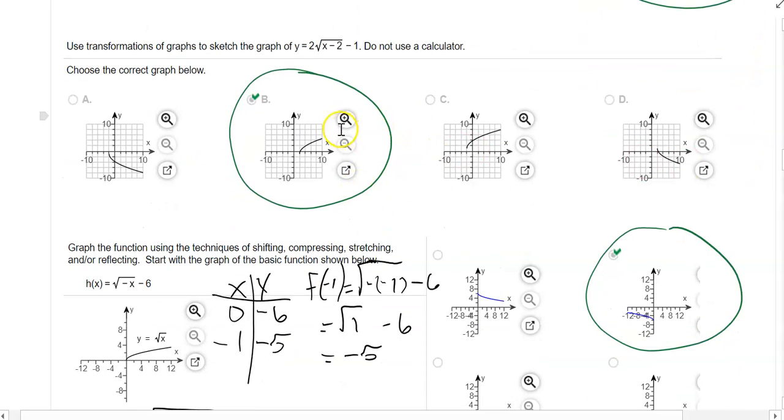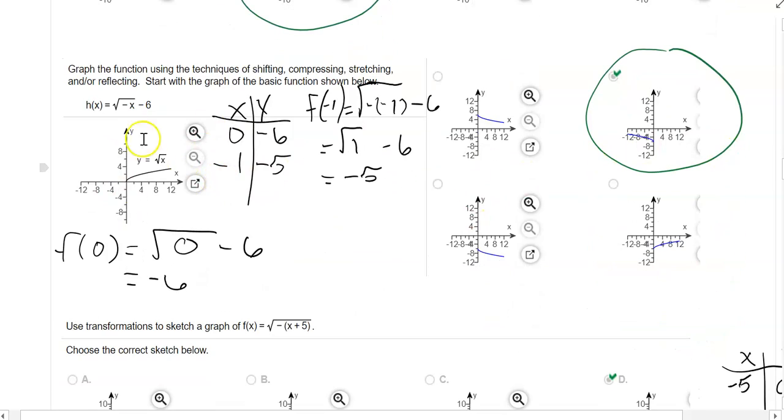Here, same type of thing. This one we could just do by translations. I had to move to the right 2 and down 1. And as you can see, that is the only function that does that. And then the factor of 2 would be something more if you're dealing with plugging in numbers.